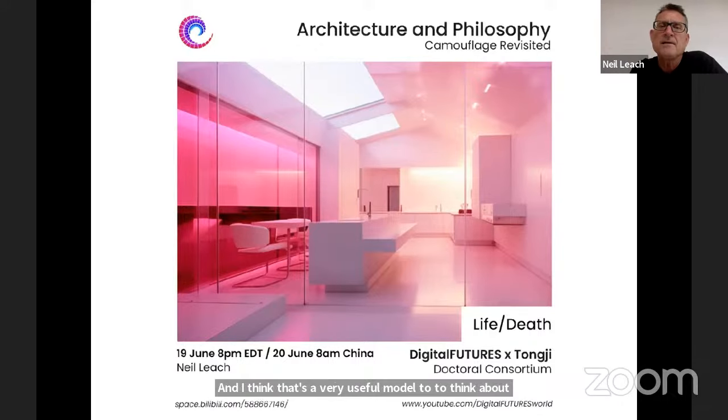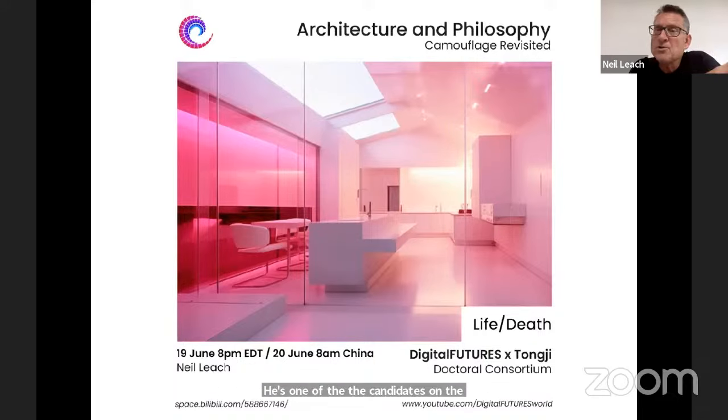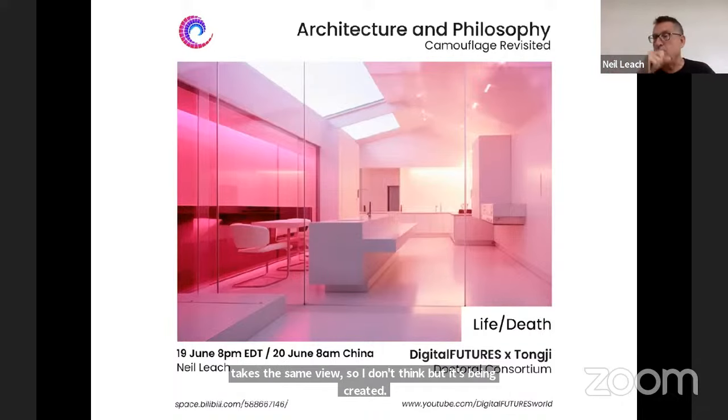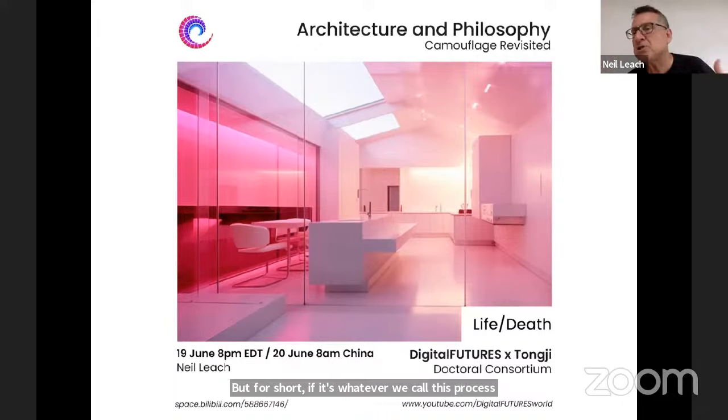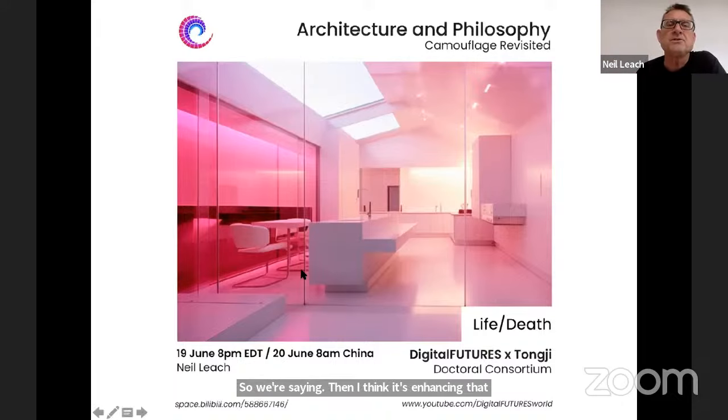So, to answer your question, is AI more creative than humans to some degree? First of all, I don't think either are being creative. That's my provocative line. I think that's a huge provocation. I'm following the work of Claude Shannon, who argued that it's all about information processes, and also, frankly, Philippe Morel, who's teaching at the Bartlett. He's one of the candidates on the FIU DDes, where I teach, which I direct. He takes the same view. So I don't think that it's being creative. But for sure, whatever we call this process, whether we call it creative or not, successful generation of images, shall we say, I think it's enhancing that one particular aspect of it. But that's a good question.